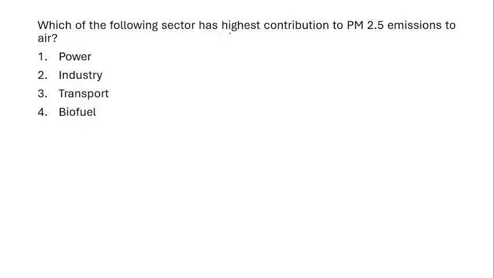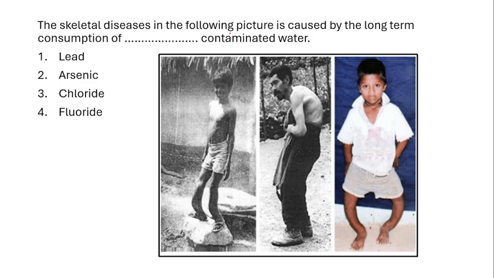Next is, which of the following sectors has the highest contribution to PM 2.5 emission to air? Any guess? Whether it is power, industry, transport, or biofuel? The transport. Yes, mainly because of vehicle transport. We know that Delhi is one of the most polluted cities in our India. So mainly PM 2.5 is released into the air through transportation.